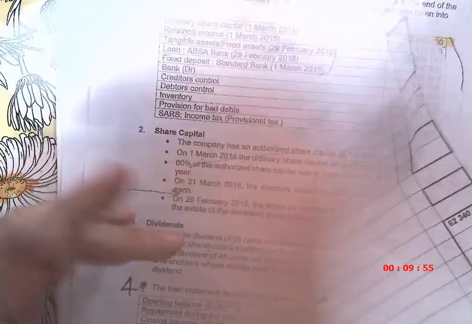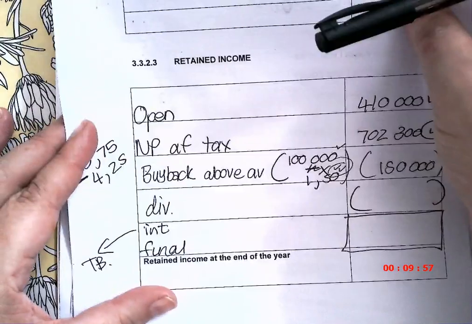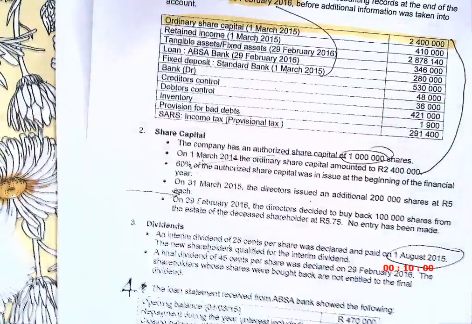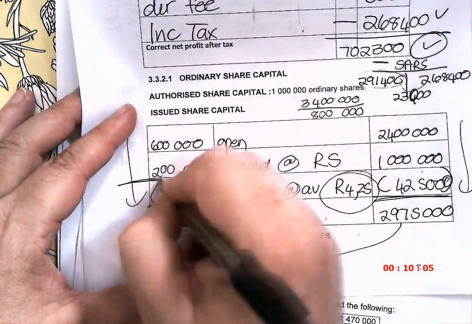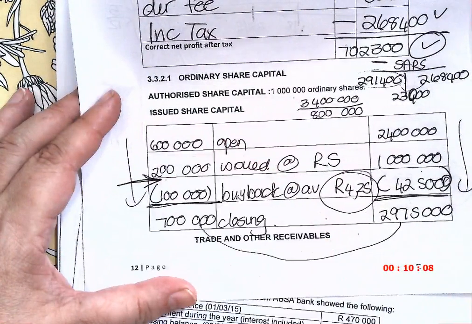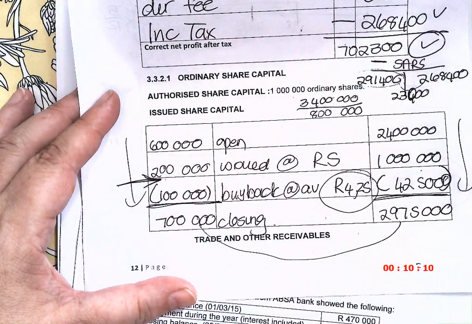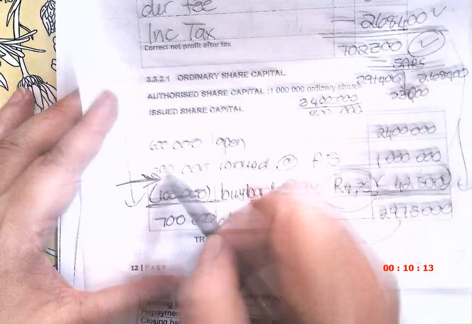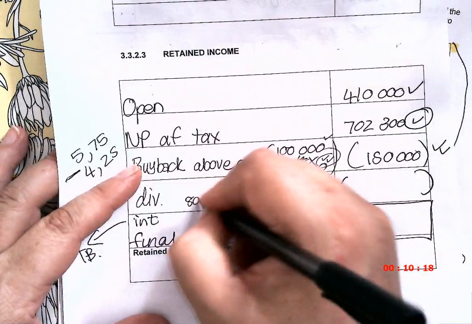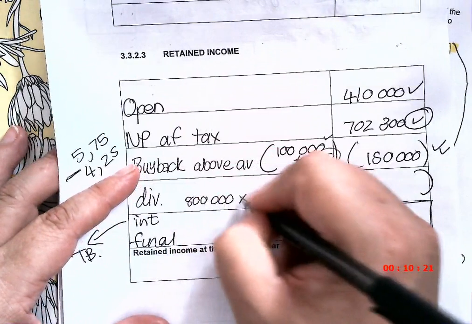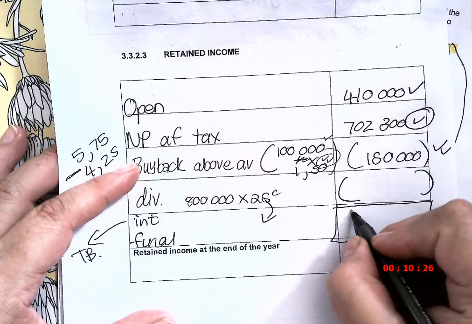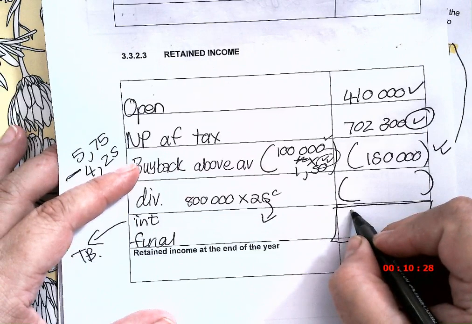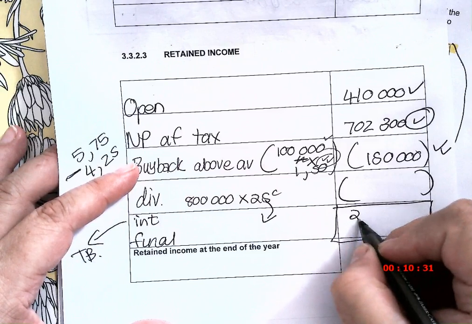So if I look here, the interim was declared here. So I'm going to work on 800,000 shares. How do I get 800? 6 plus 2. So I go, look, 6 plus 2 gives me 800,000. How many cents? 25 cents. And this goes where? Yeah, how much? 200.